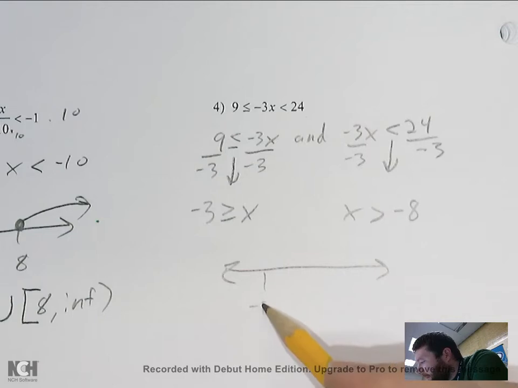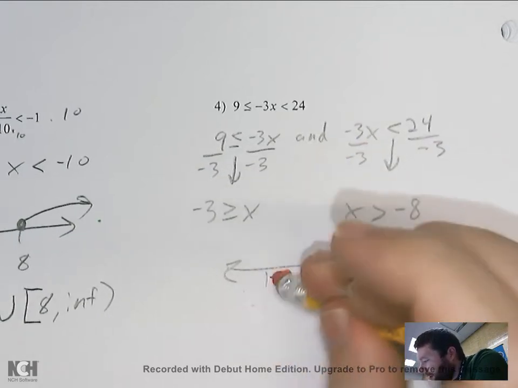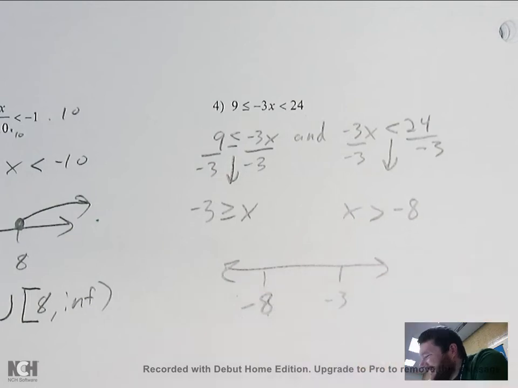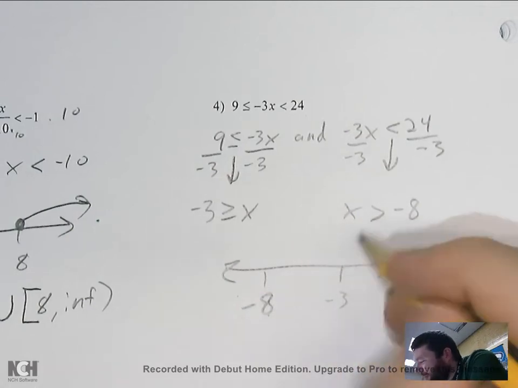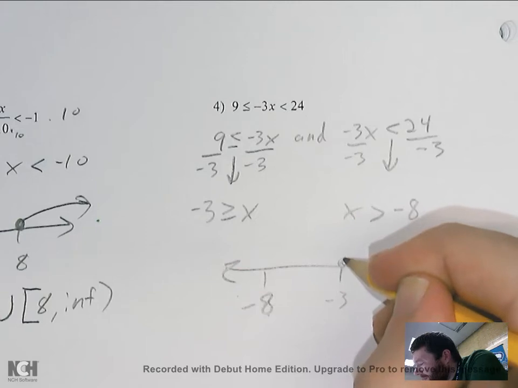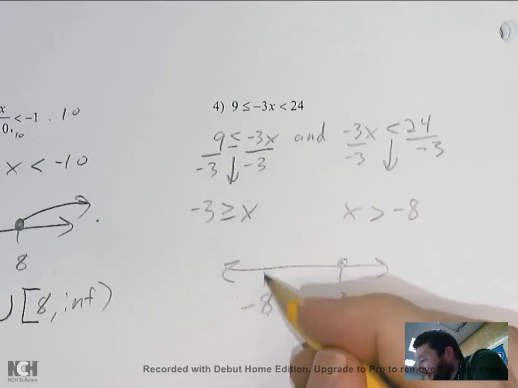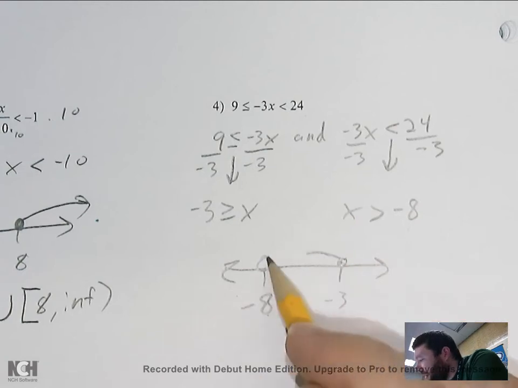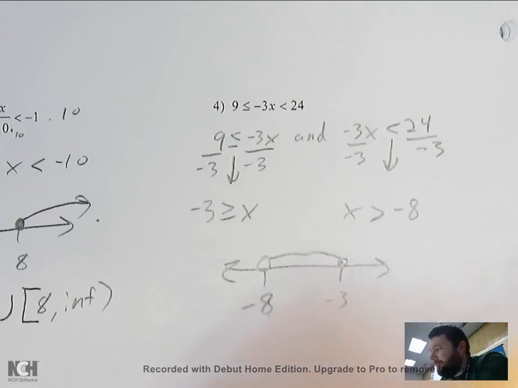Negative 8 would come first, and then negative 3. And negative 3 is going to have a closed circle. Negative 8 is going to have an open circle. And it's less than negative 3. It's greater than negative 8. Those meet in the middle.